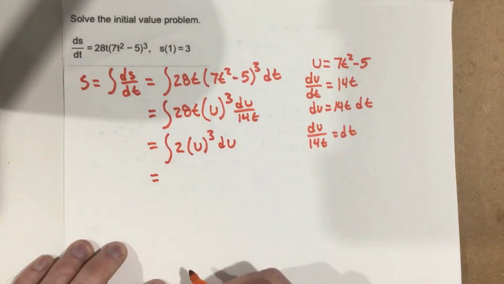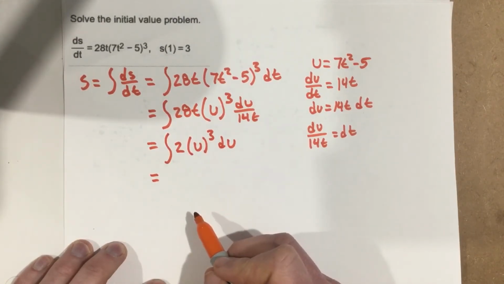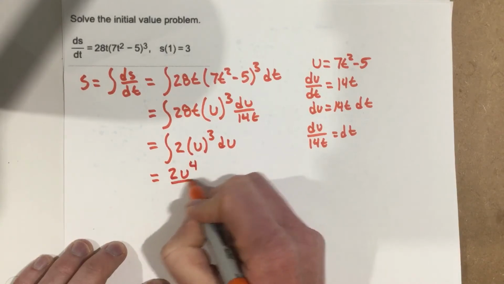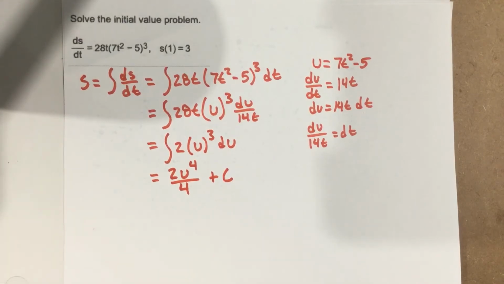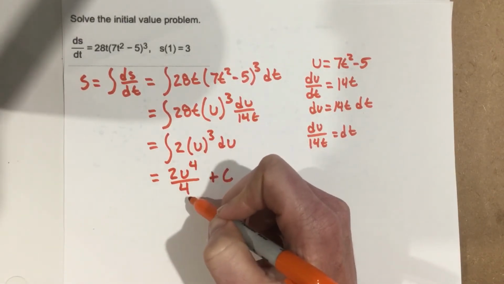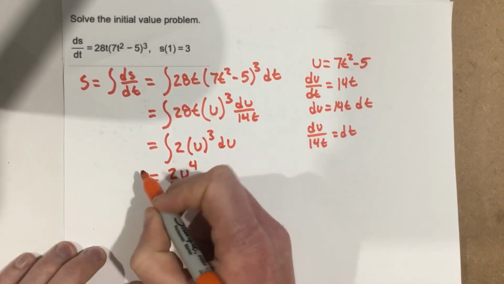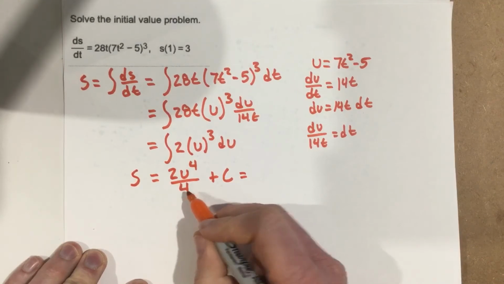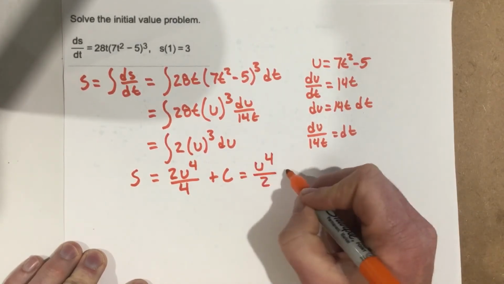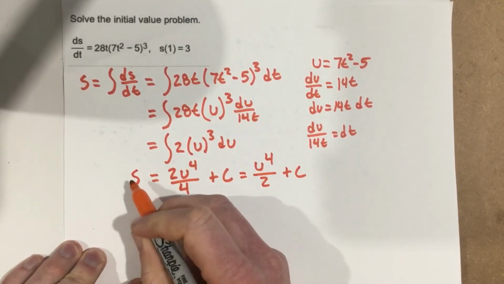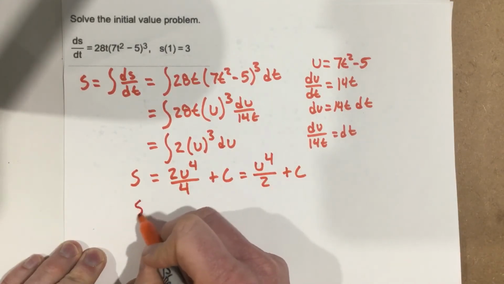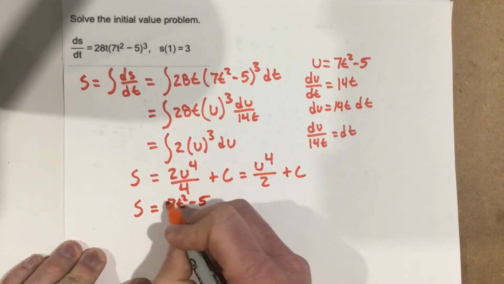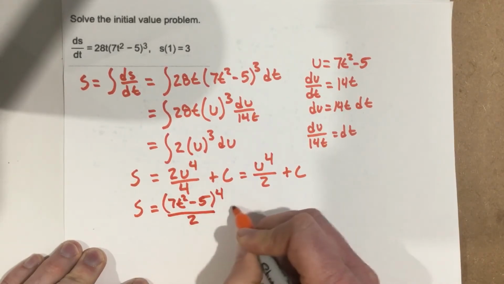I can actually do the integration here, and when I do the integration on this, I'm going to get 2u to the fourth over 4 plus c. When I do that integration, I add 1 to the power, divide by that number, and then add in our constant term there. So remember, this is all s equals this, which means that this is equal to, if I divide 2 and 4, I get 2. So I get u to the fourth over 2 plus c. So now I can say that s equals, plug in the u to the fourth, that's 7t squared minus 5. So I say (7t squared minus 5) to the fourth over 2 plus c.